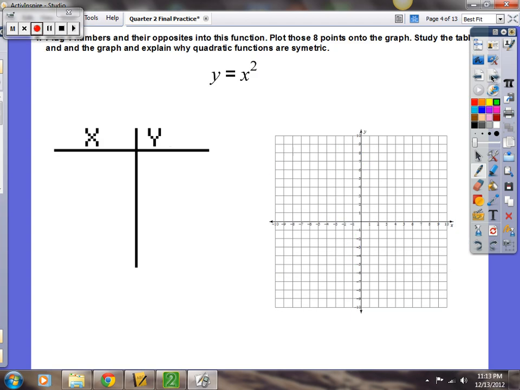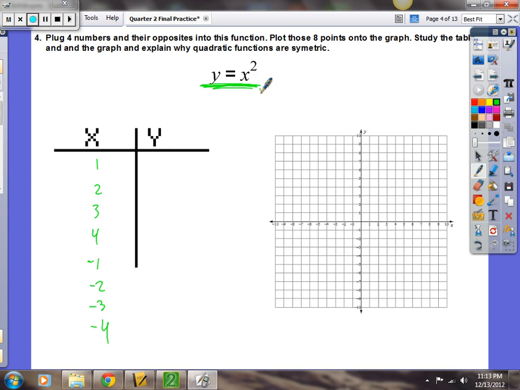Okay, now what about this one? Choose 4 numbers and their opposites. Plug them into the function, plot those 8 points onto the graph, study the table and the graph, and explain why quadratic functions are symmetric. So I'm going to choose 4 numbers, 1, 2, 3, and 4. Choose their opposites, -1, -2, -3, -4. Okay, the rule, this is the father of all quadratics. This is the parent function.